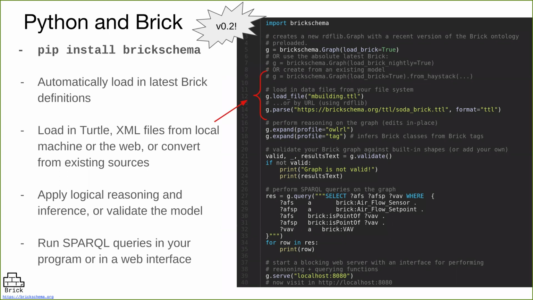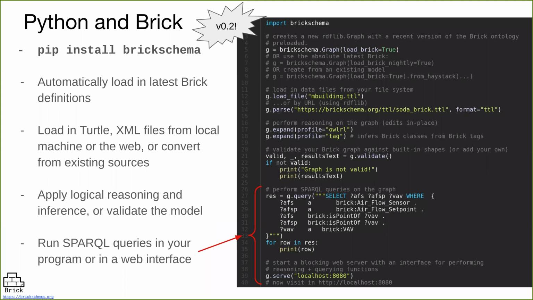You can load in different graph files or turtle files from your local file system. You can load them from the web. You can also convert from existing sources. You can also now apply logical reasoning and inference to that. You can validate the model with a simple function call. And all of that is just one or two lines of code away.